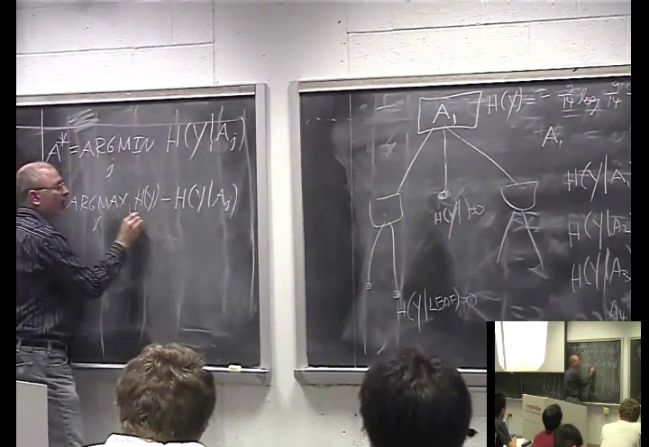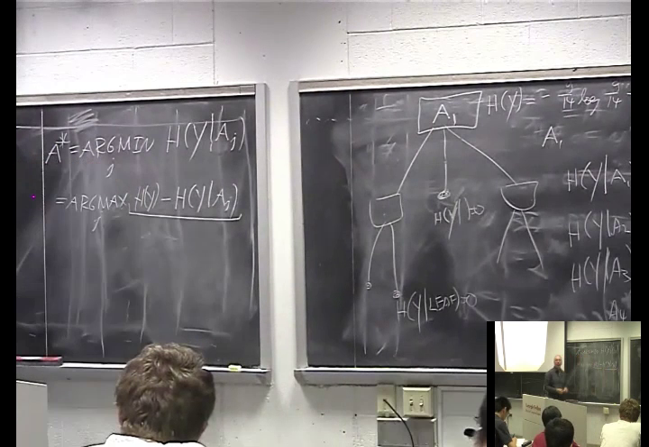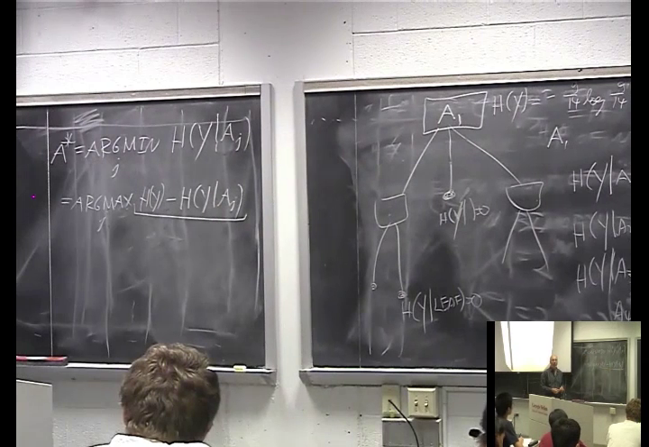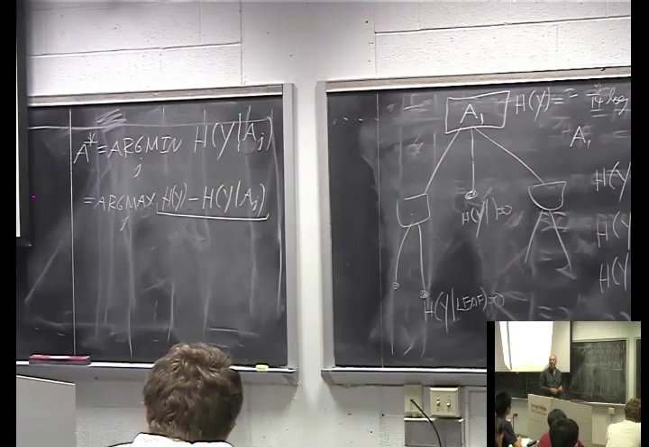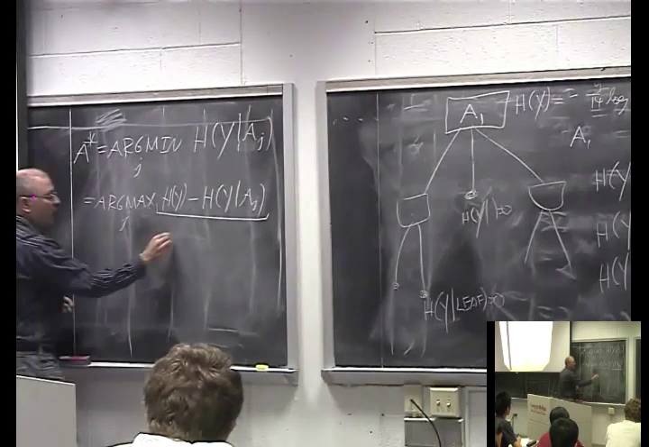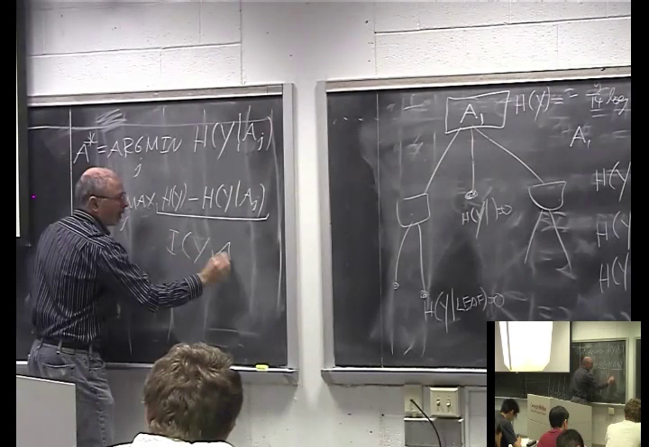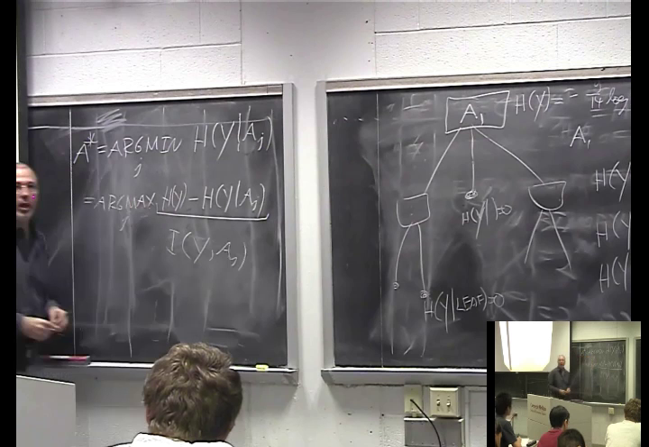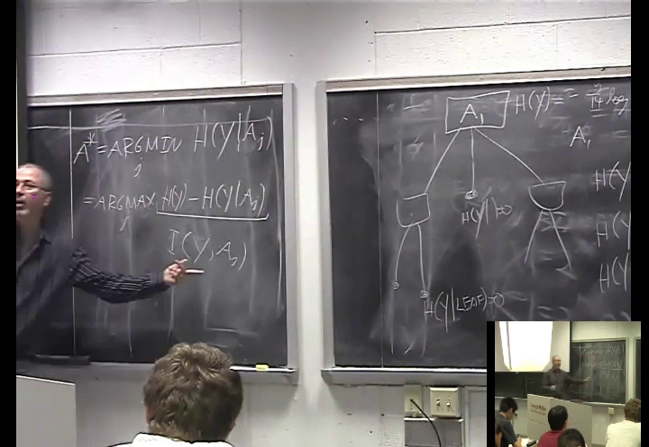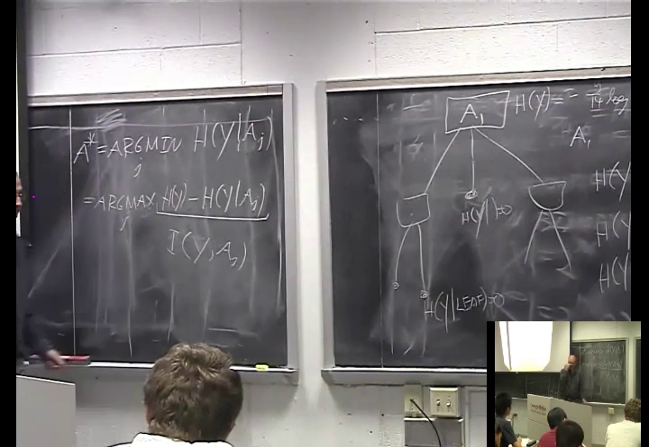Why did I do that? This should look familiar to you. Remember the formula for mutual information. This is the mutual information between the outcome and a particular attribute AJ. Or you can write it the other way around, it doesn't matter, it's symmetric.